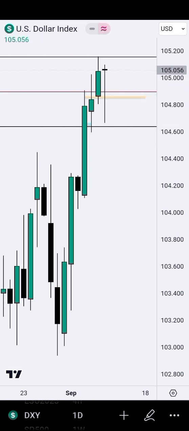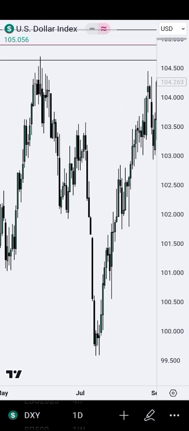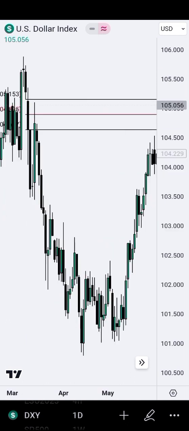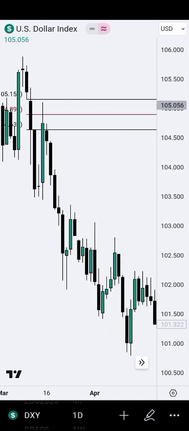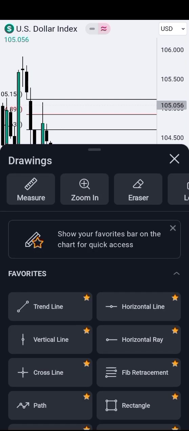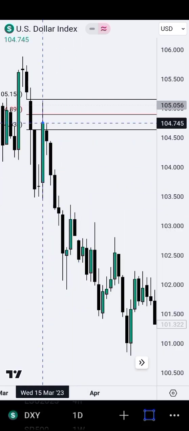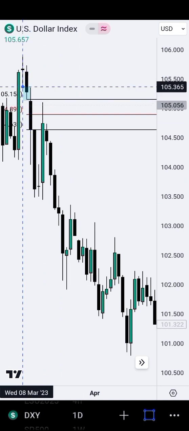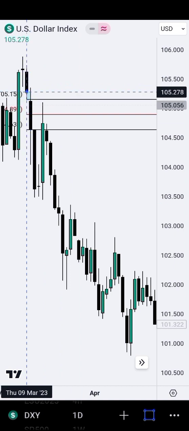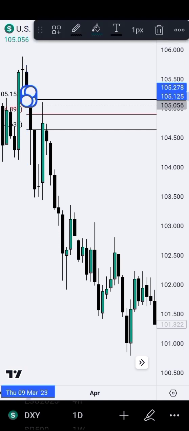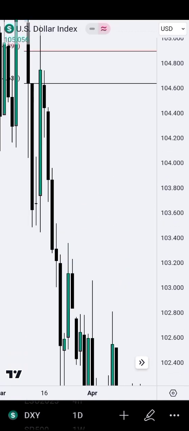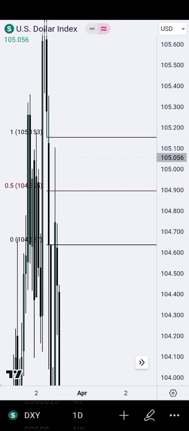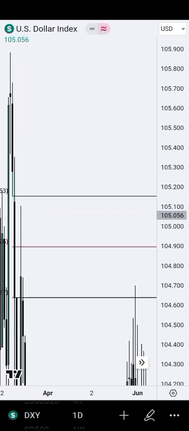And where is our aim on this particular on dollar? Okay, possibly we want to see it fill this completely. We have a liquidity void here. We want to see a completion of it. We want to see price fill it completely. I think that is possible this week.